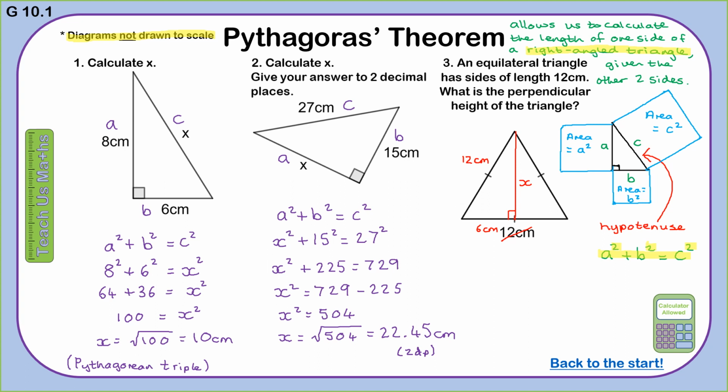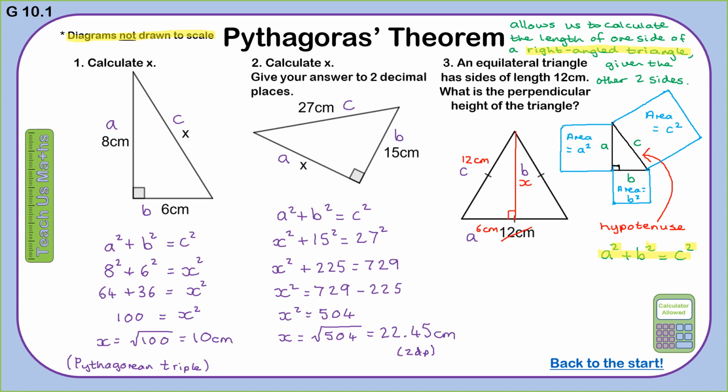Let's label the triangle with A, B and C. Let's start with the hypotenuse C. It's the longest side opposite the right angle. So the 12 centimeters here I'm going to label C. The two smaller sides can be labelled A and B in either order. I'm going to label the 6 centimeters here at the bottom A, and the length we need to calculate, the perpendicular height that I've labelled X, I'm now going to label B. Then need to write down Pythagoras' theorem.